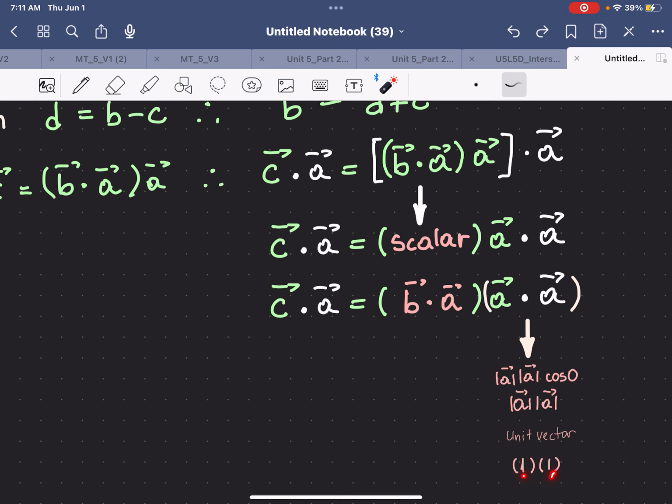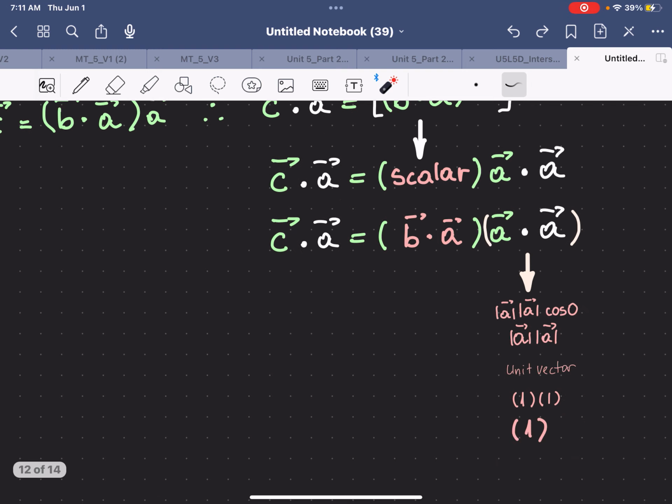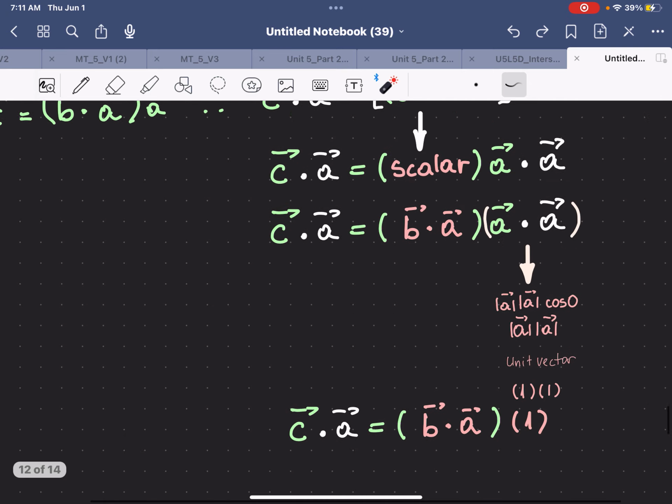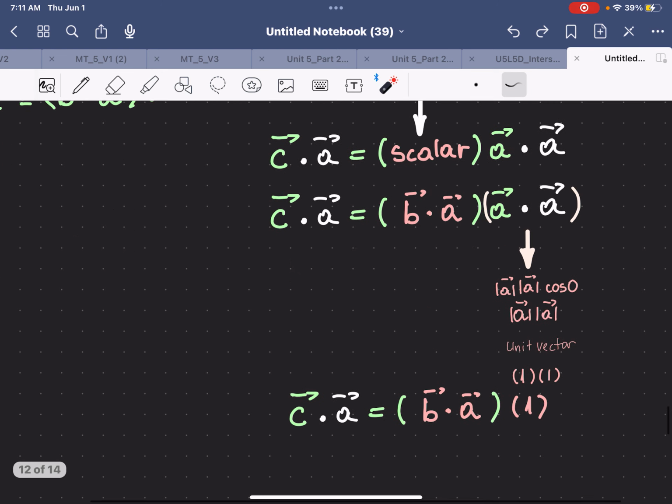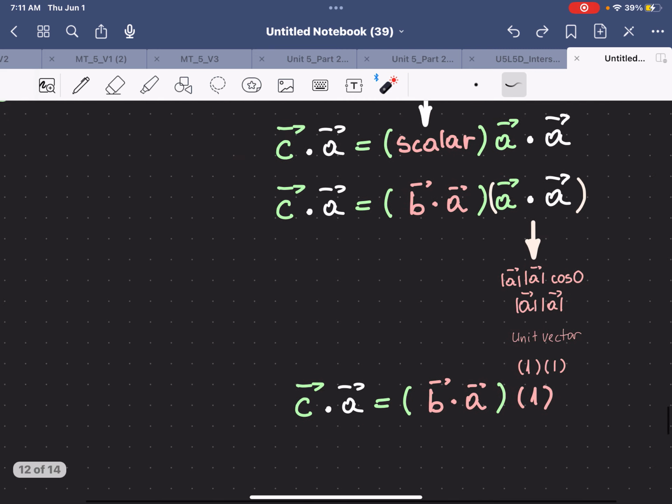Then the magnitude of the unit vector is equal to 1. So remember, that's multiplied by 1. So 1 times 1 times 1, which tells us that this entire thing in here would be equal to 1. So now when we write this equation, c dot a equals b dot a times 1. So remember always where we are trying to get to. So we are trying to get to d dot a, and what we have right now in the equation is c dot a equals b dot a. So we don't have d and a working together.